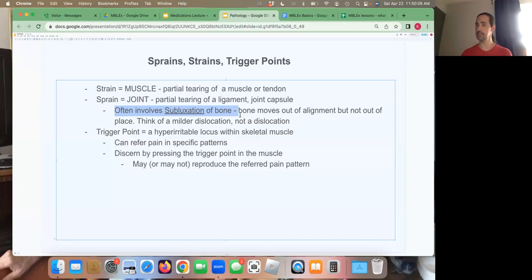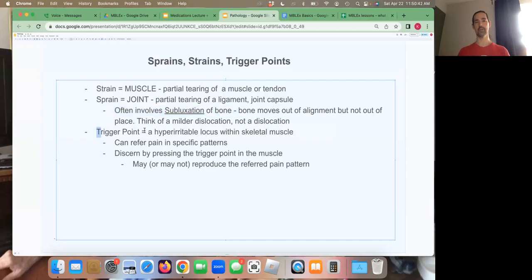This is not a term you will get on the MBLEX, but they might put it in a question, though I don't think they're going to ask you to differentiate. Subluxation means the movement of a bone partially out of alignment, not so much that it's out of place. It's like a mild dislocation. It's not a dislocation. A dislocation is a luxation. Subluxation is where a bone moves a little bit out of place. Subluxation happens to everybody. You have subluxations in your body right now, so do I.